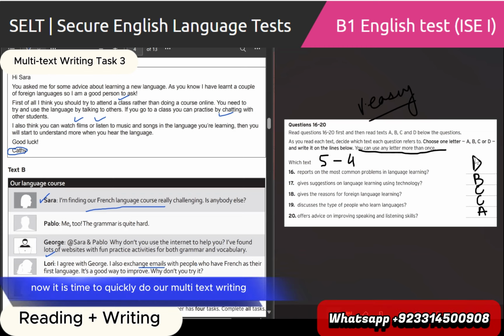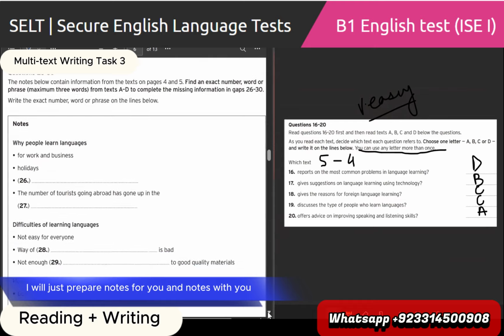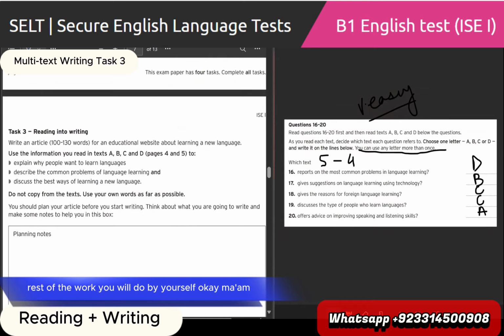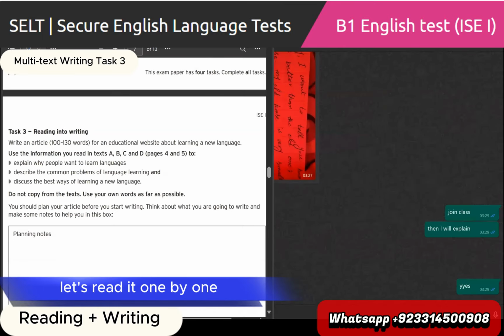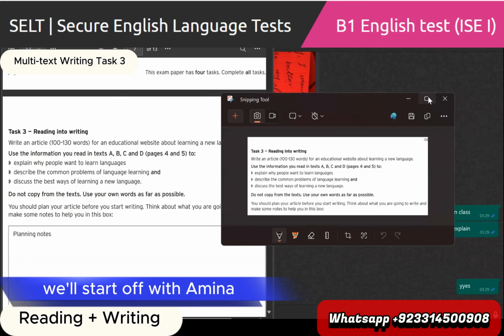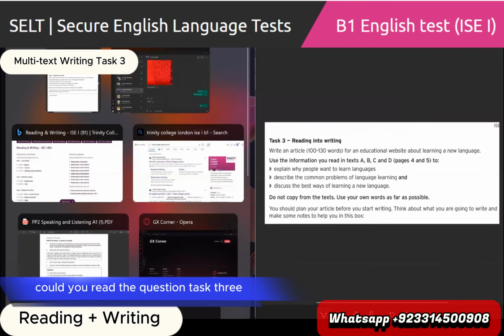Okay, now it is time to quickly do our multi-text writing. I will just prepare notes for you and notes with you. The rest of the work you will do by yourself. All right, this is the question. Let's read it one by one. Everybody participate. We'll start off with Amina. Amina, beautiful, could you read the question?